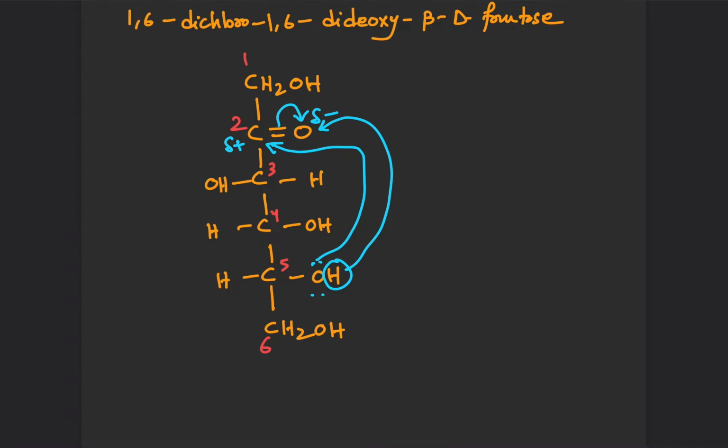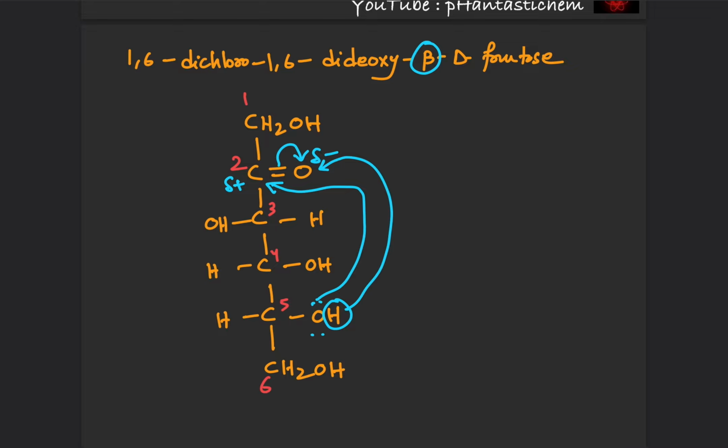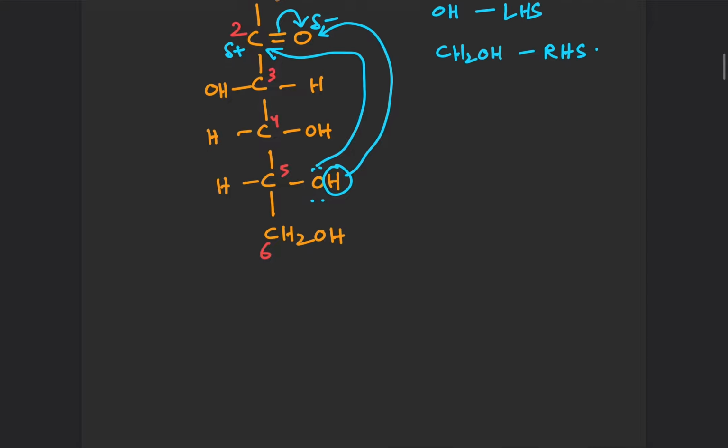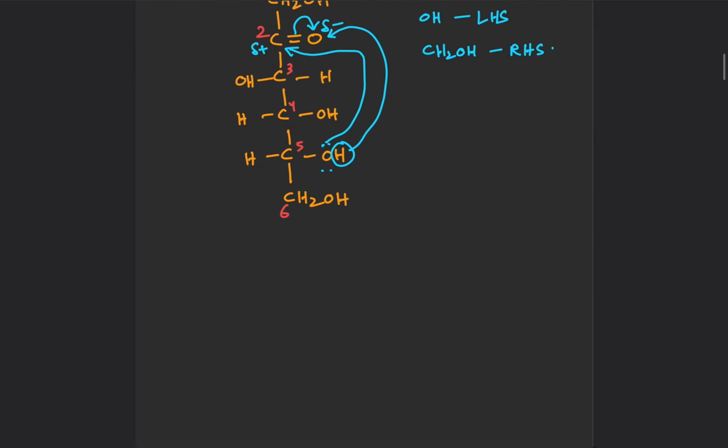So in this process, C2 becomes chiral, and since it is beta, therefore OH will be on LHS and CH2OH will be on RHS. So ultimately, beta D fructose will look something like this.